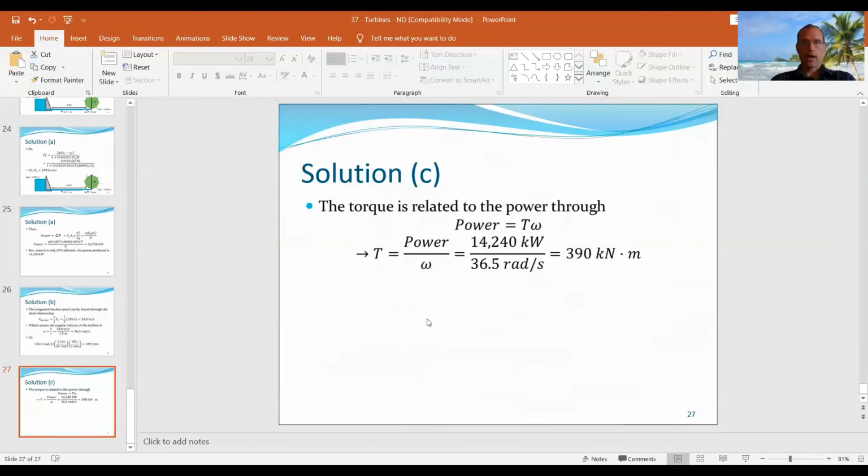And then torque related to power. Power is torque times rotational speed. So torque is power divided by rotational speed. I know the power from part A, 14,240 kilowatts. I know the rotational speed from part B, 36.5 radians per second. And that gives me a total of 390 kilonewton meters for the torque.